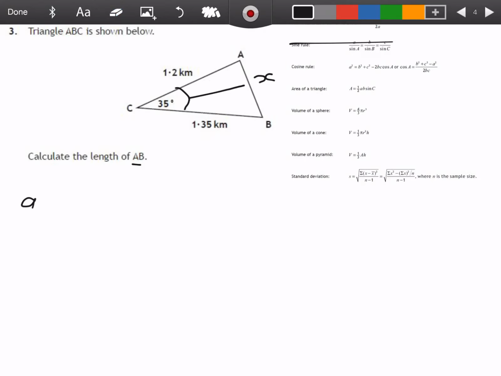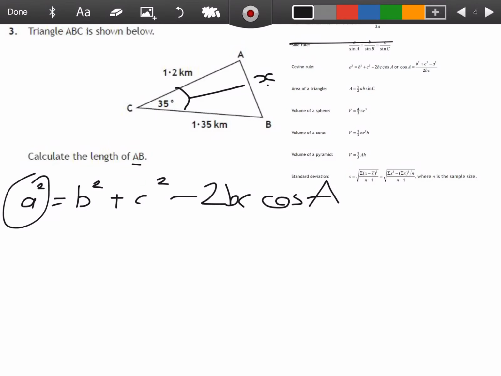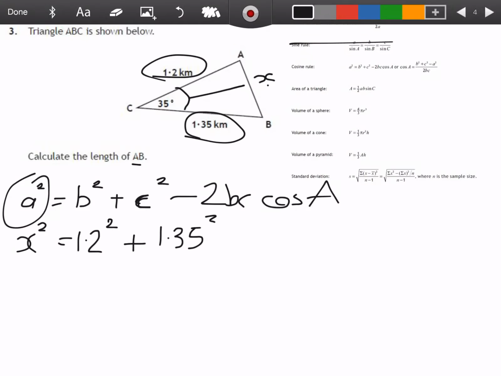Right, a squared equals. I'm just writing down the formula as it appears on the formula list. There we go. The side that we're working out, a squared, that's our x. And again, you can call it a squared, it doesn't matter what you call it. The wee letters B and C are your two sides. It doesn't matter which one is which. 1.2 squared plus 1.35 squared, take away 2bc, which means 2 times b times c, 2 times 1.2 times 1.35.